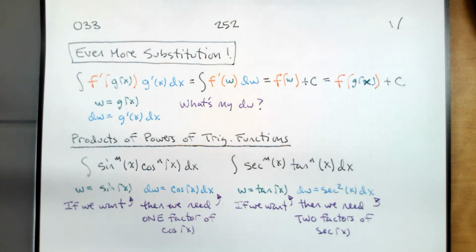So for this secant squared, we need 2 factors because it's squared. So if you want to say w is equal to tangent x, then you need 2 factors of secant. If I have secant to the first and tangent to the fourth, we can't do the tangent substitution because we only have one factor of secant.